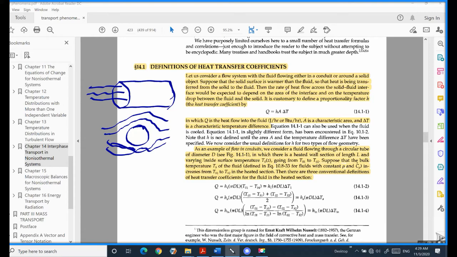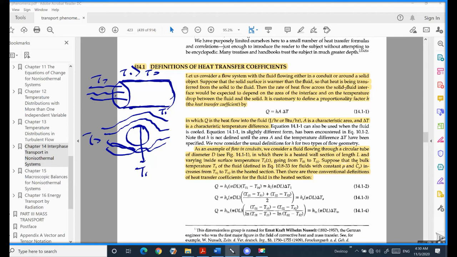Then we can encounter in engineering these two types of problems, and let's say the solid surface on both sides is warmer than the fluid, so heat is being transferred from the solid to the fluid. Let's say the surface of this tube is warmer, T1, and the fluid temperature is T0. Since T1 is greater than T0, the heat is going to be transferred from the surface of the tube to the fluid. In a similar case, the surface of this sphere is T1, the temperature of the fluid is T0, and the heat is transferred from the solid to the fluid.